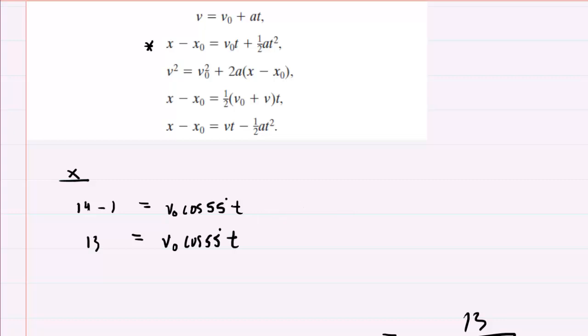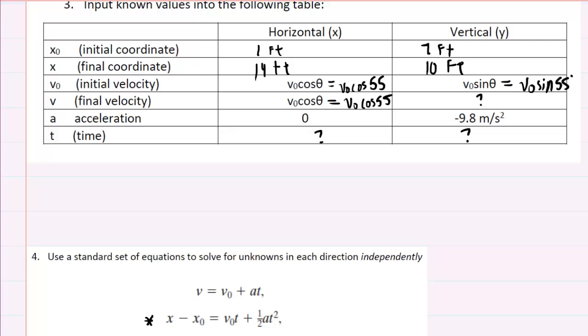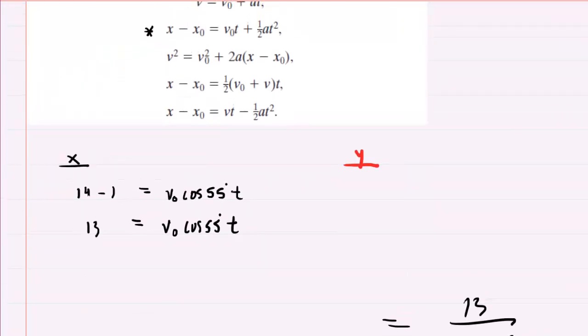Let's do the same equation, but we'll apply it to the vertical direction. So we'll need the final and initial coordinates in the vertical direction, which were 10 and 7 feet respectively. So we'll fill those in. And then the initial velocity would be the V0 times the sine of 55 degrees times time plus 1/2.